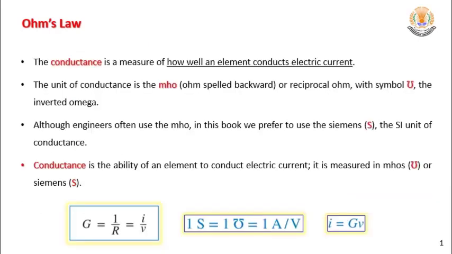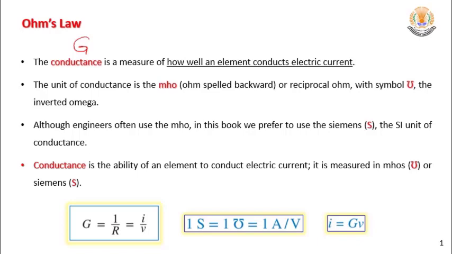Okay, let's continue here. Regarding Ohm's law, we need to define something new called conductance. Conductance will take the symbol G. Conductance is a measure of how well an element conducts electric current. It means higher conductance means higher current. Clear? But resistance is opposite. Higher resistance means low current.